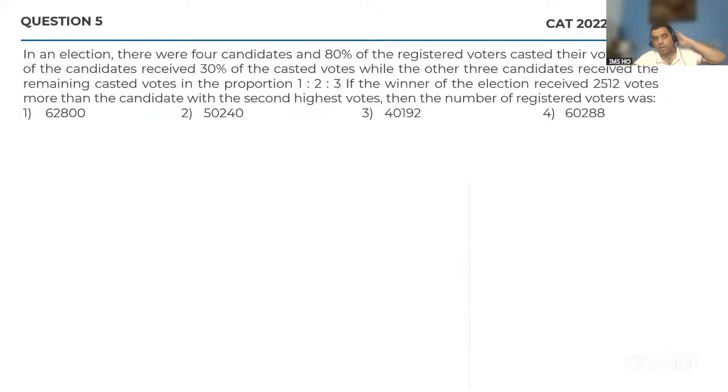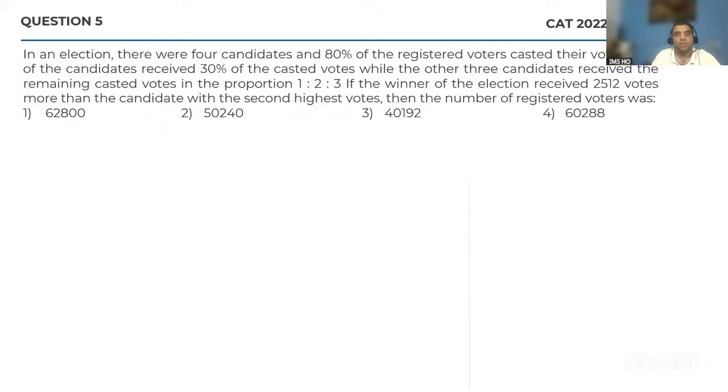There were 4 candidates. Of the people who registered, only 80% casted their vote. So 20% did not, which is not right, but then obviously we have to understand. Now, out of those 80% that casted, 30% of the casted votes were given to one of the persons, while the other 3 got votes in the ratio 1:2:3. And the difference between the highest and the second highest is given, and based on that, I'm supposed to identify how many registered voters there were.